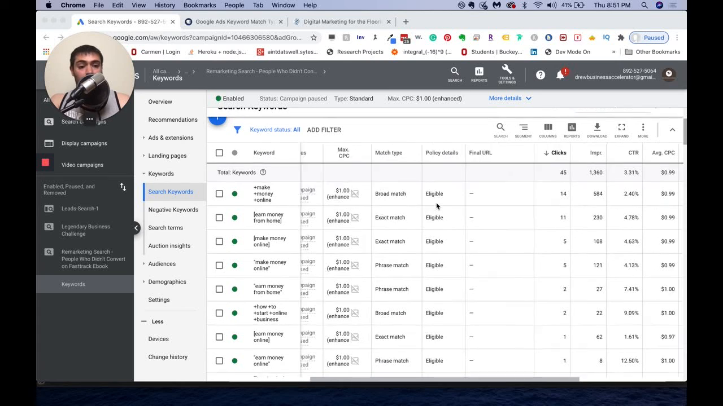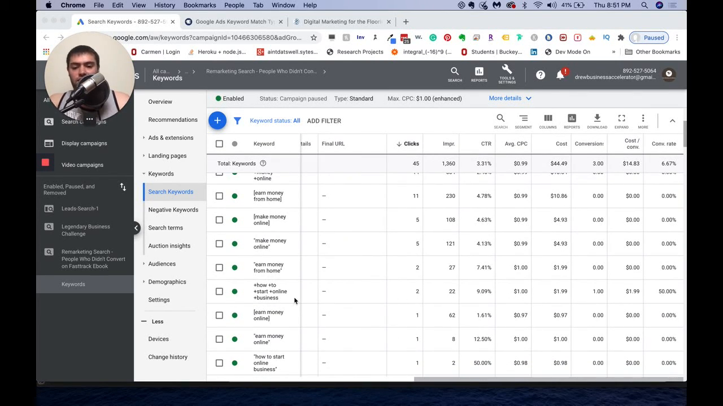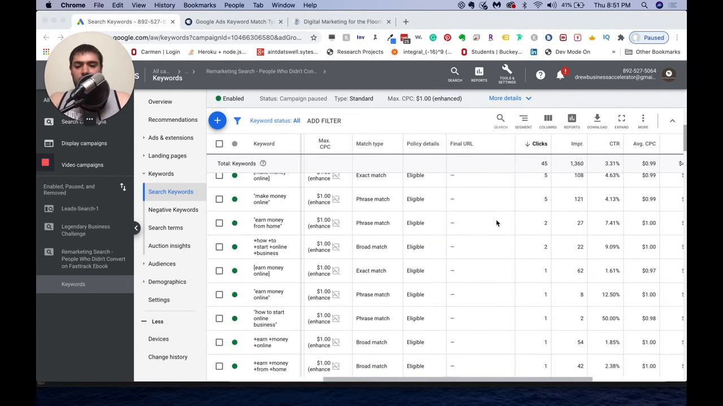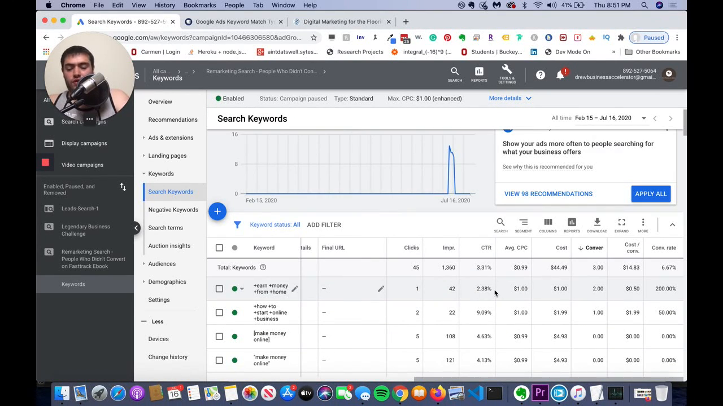That's the broad match, so a lot of different variations of that. And I can look through my conversions. I got a conversion on how to start an online business. That was a broad match modifier. And then I can see through here, I can sort this by the conversions. And there were 2 from the broad match.